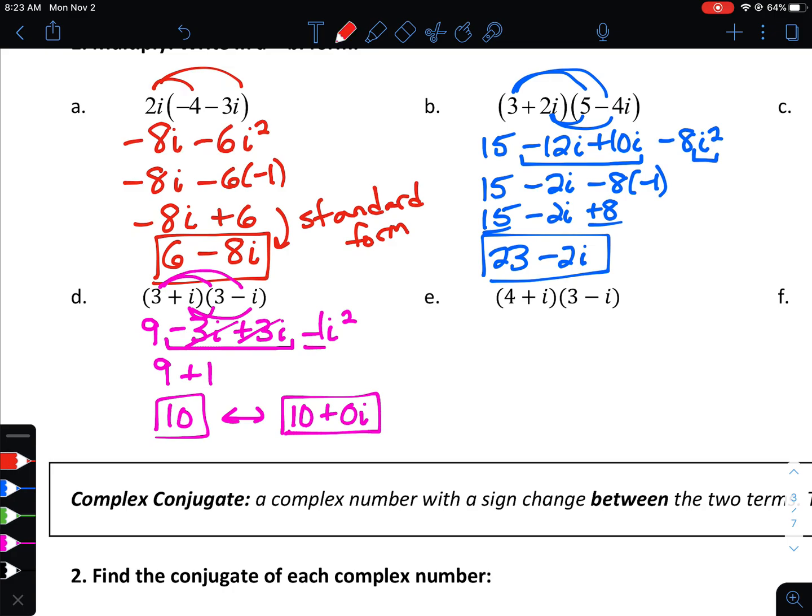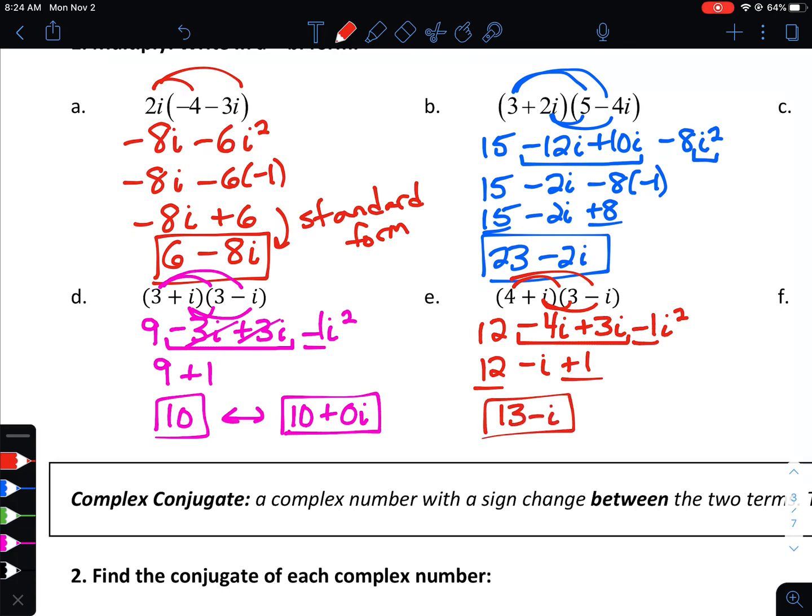All right, let's go ahead and take a look at example E next. So on example E, we'll go ahead and distribute. 4 multiplied by 3 is 12. And then 4 multiplied by negative i is minus 4i. i multiplied by 3 is 3i. And i multiplied by negative i is a negative 1i squared. All right, so simplifying, negative 4i plus 3i is negative 1i. And then remember, i squared changes the sign of the number in front of it. So negative 1 becomes positive 1. So then we just combine our like terms. 12 plus 1 is 13. And so we get 13 minus i.